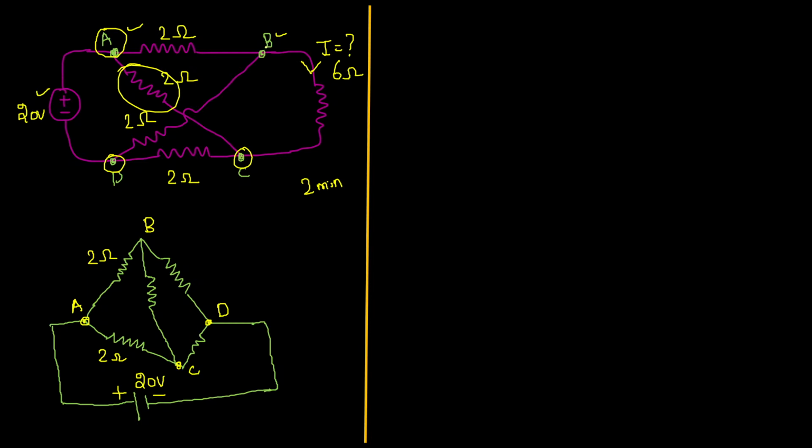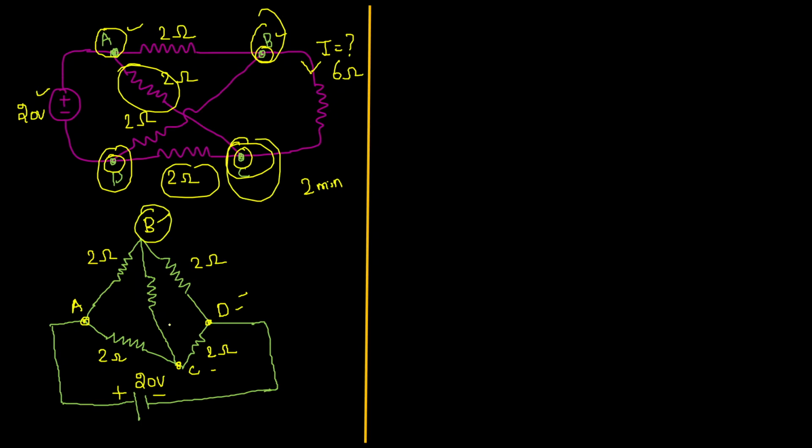Now between B and D, if you observe, where is B? This is B, this is D. Here also we have a 2 ohm resistor. Now between D and C, we again have a 2 ohm resistor. Now if you observe between B and C, where is B? This is B. Where is C? This is C. Between these two we have a 6 ohm resistor.